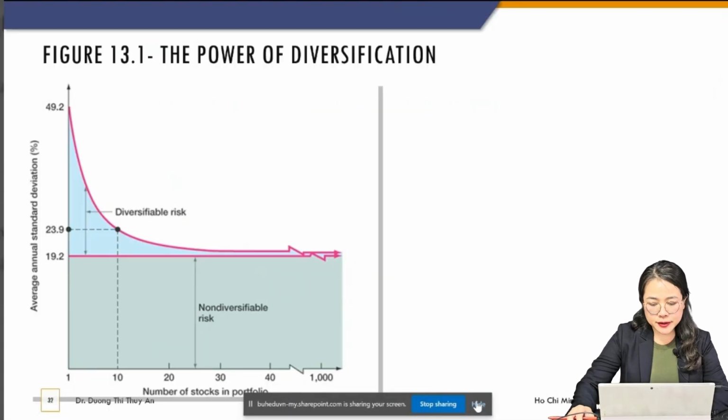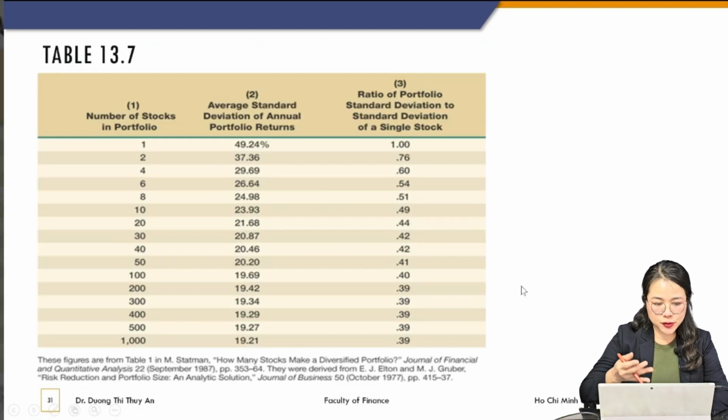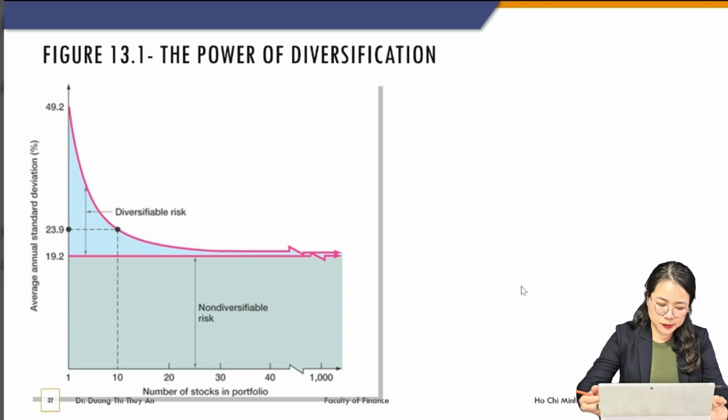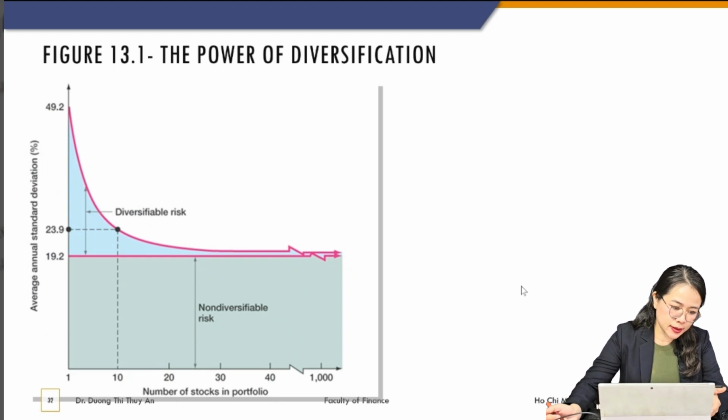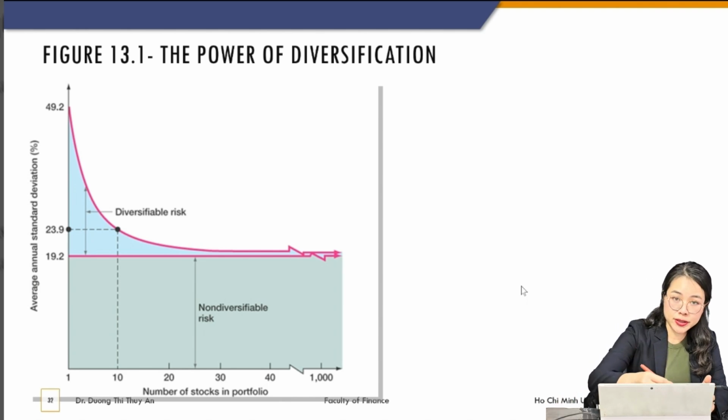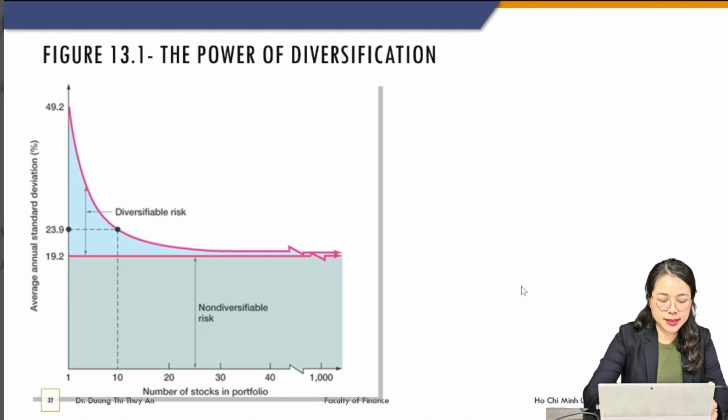Okay, look at this figure, to illustrate table 13.7. The horizontal axis is the number of stocks in the portfolio, and the vertical axis is the overall risk of the portfolio. When we increase the number of stocks in the portfolio, we can decrease the risk of that portfolio. But you see, at a certain level, we cannot diversify more.